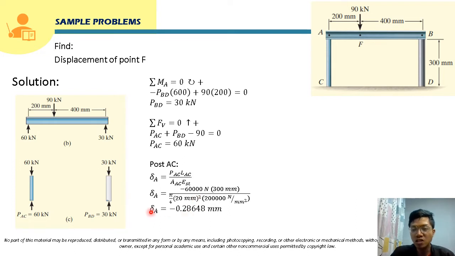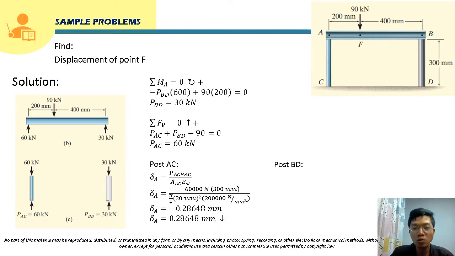This deformation will also indicate the displacement of point A. Since this column or post AC will be shortened, it will go down, it will be lowered. The deformation of member AC will be the displacement of point A, so point A will be lowered 0.28648 millimeter.